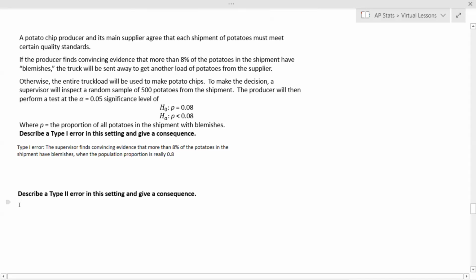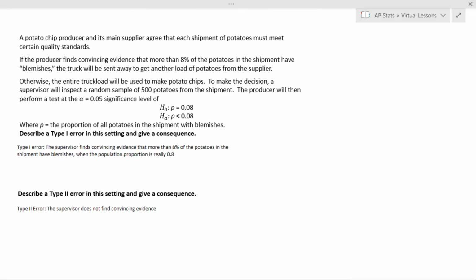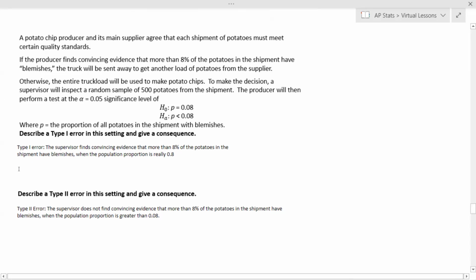Okay. A type 2 error would be the supervisor does not find convincing evidence that more than 8% of the potatoes in the shipment have blemishes when the population proportion is greater than 0.08.